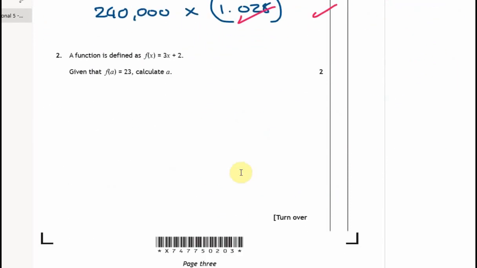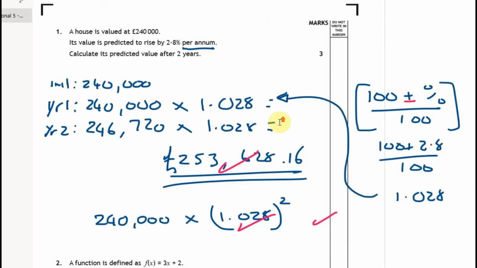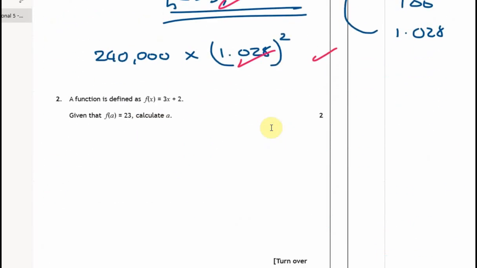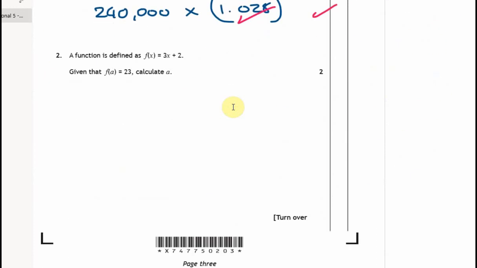That should be getting us settled in nicely. So 50 marks for this paper. Yeah, 50 marks. So that's an easy wee 3 marks. Okay, so this first page is 10% of the paper, right? Let's see if this one looks easy. I think this looks very straightforward. A function is defined as f of x is equal to this. Given that f of a is equal to 23, calculate a.